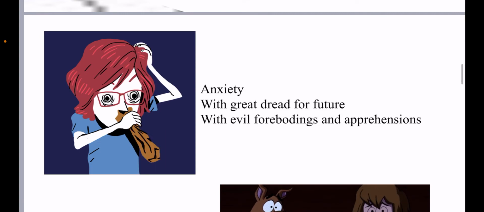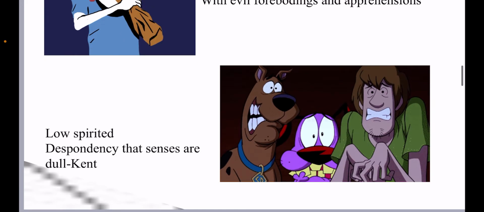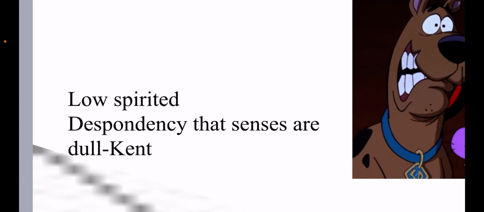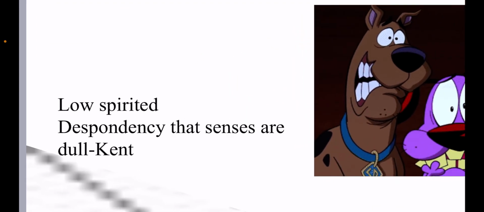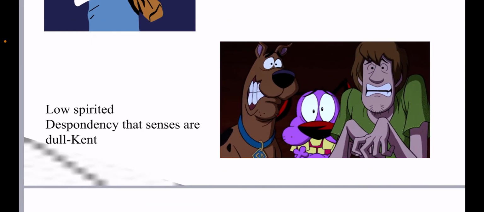There is anxiety with a great dread for the future. The person fears his future. He is very much worried about his future. There are evil forebodings and apprehensions. The person is low spirited, despondent, and the senses are dull. The patient feels that his senses are dull.